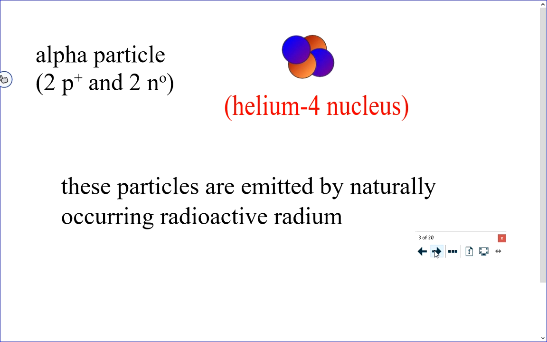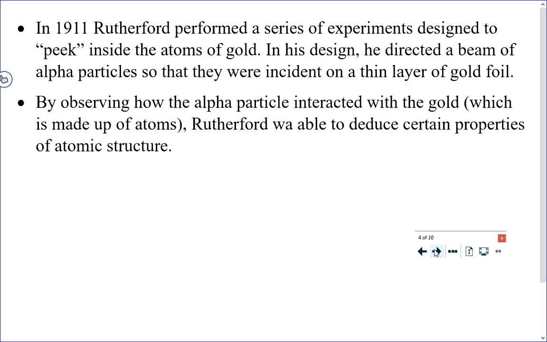Just so you know, we've talked about this before, but it's been quite a long time. An alpha particle is the same as a helium nucleus. The phrase helium-4 nucleus may not mean much to you, but in the latter part of this unit, we'll talk about what that 4 means in detail. Basically, it means there's 4 particles that make up the helium nucleus. There are 2 protons and 2 neutrons. And these particles are emitted by naturally radioactive radium. Later on in this unit as well, we're going to be looking at natural radioactivity. And one type of radiation is called alpha radiation. So that's what these particles are.